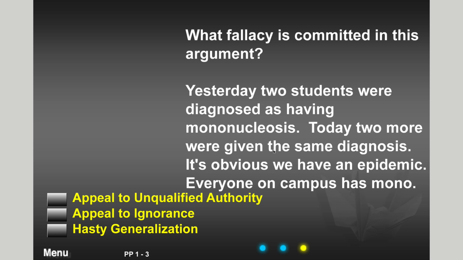Today, 2 more were given the same diagnosis. It's obvious we have an epidemic. Everyone on campus has mono. So see what happens here, right? We move from a sample of 4 to everybody. That is obviously a hasty generalization. Okay? It's not obviously the case that everyone on campus has mono.